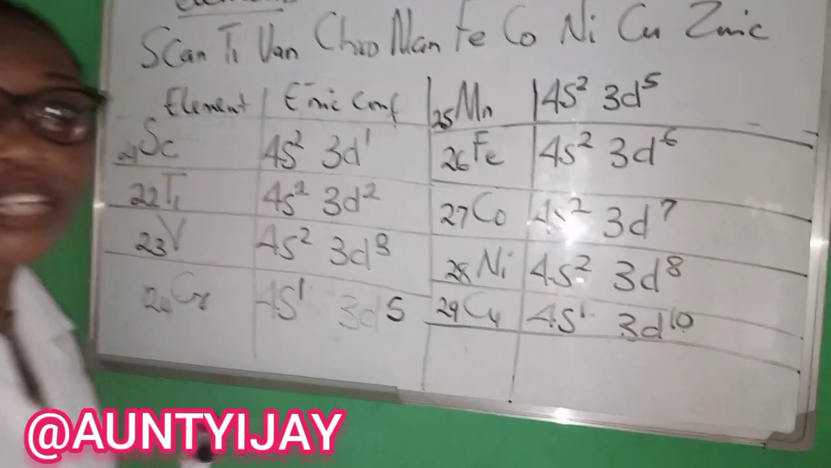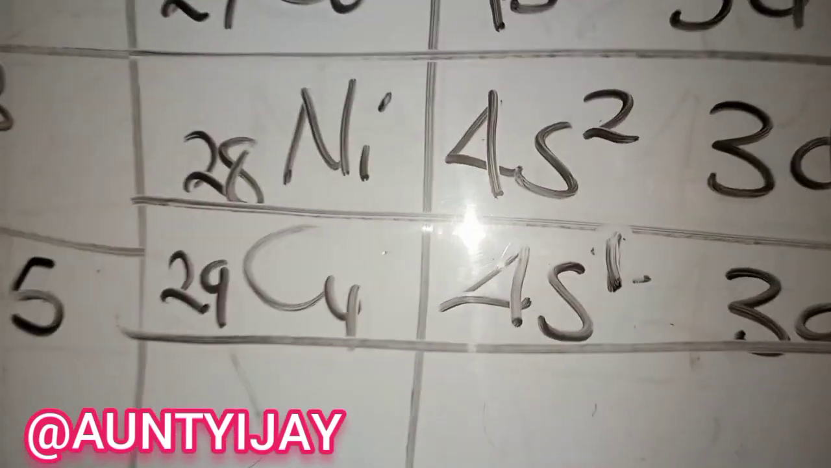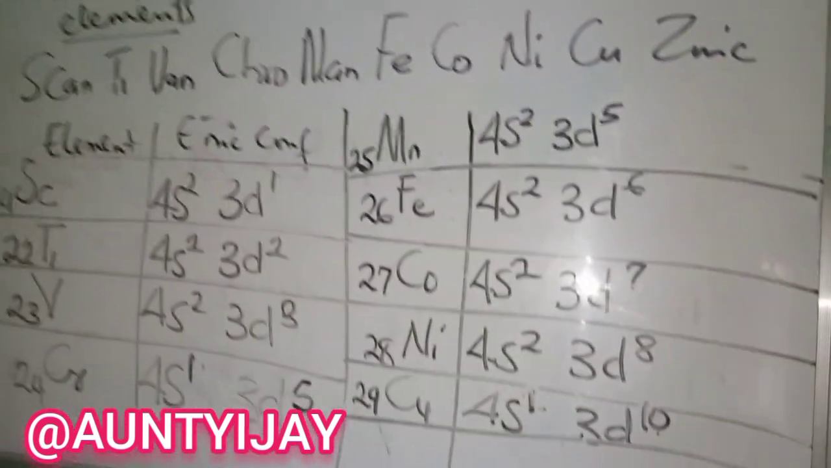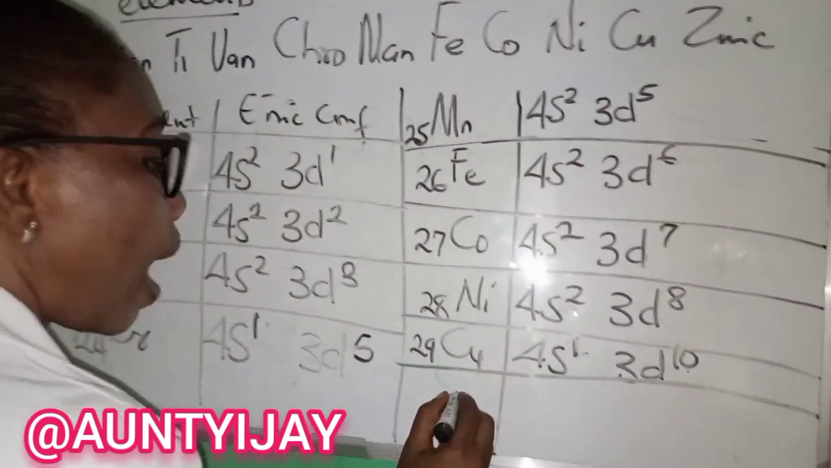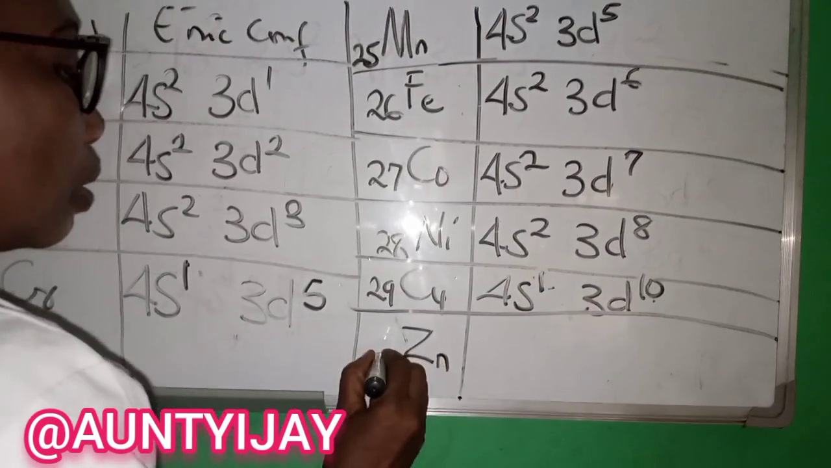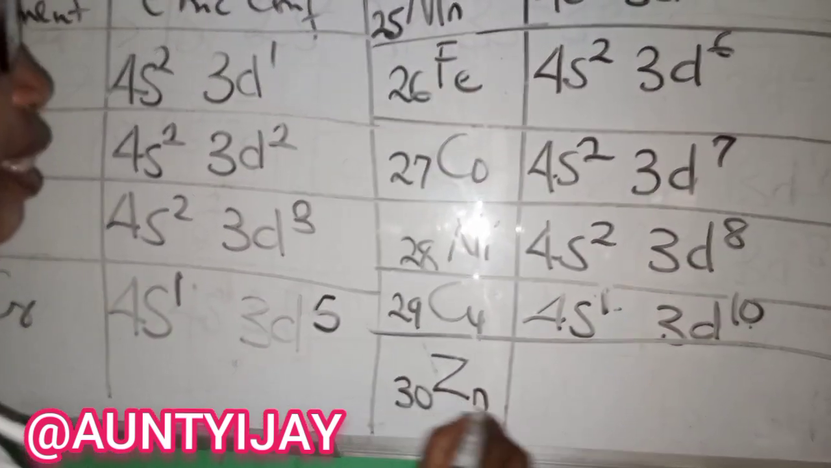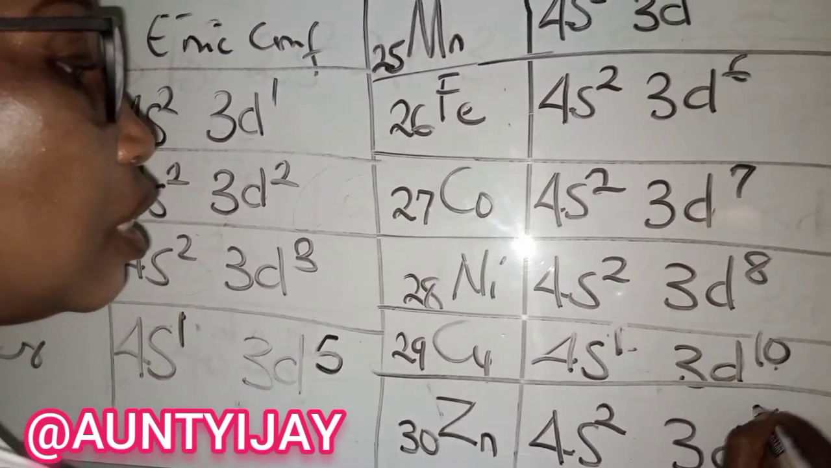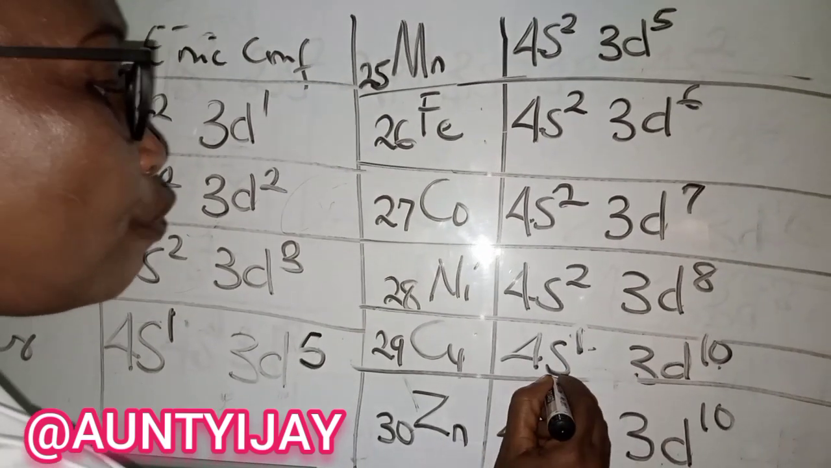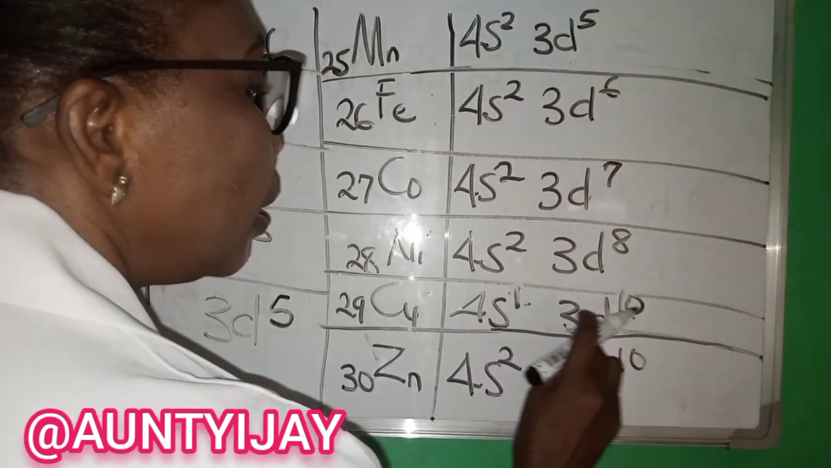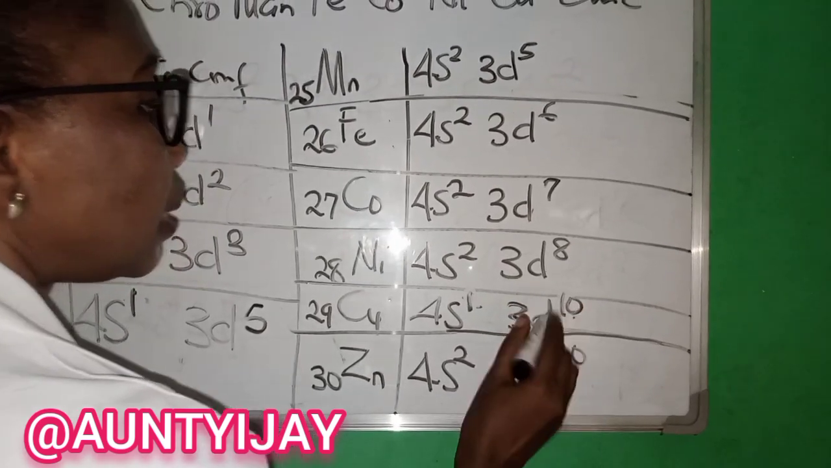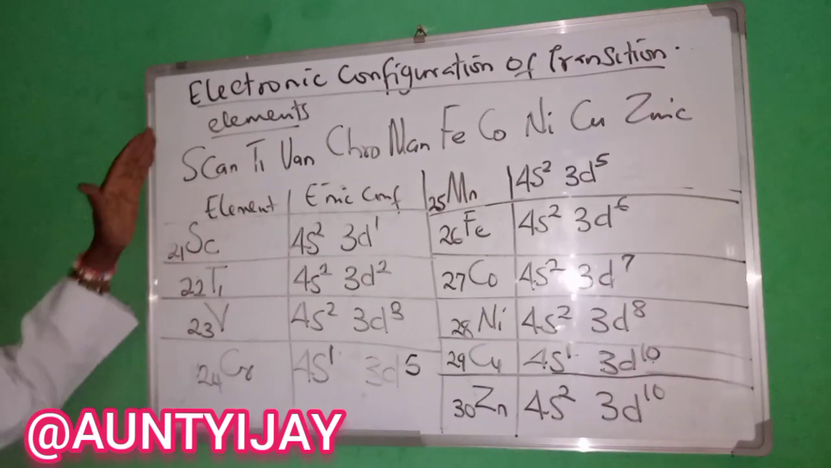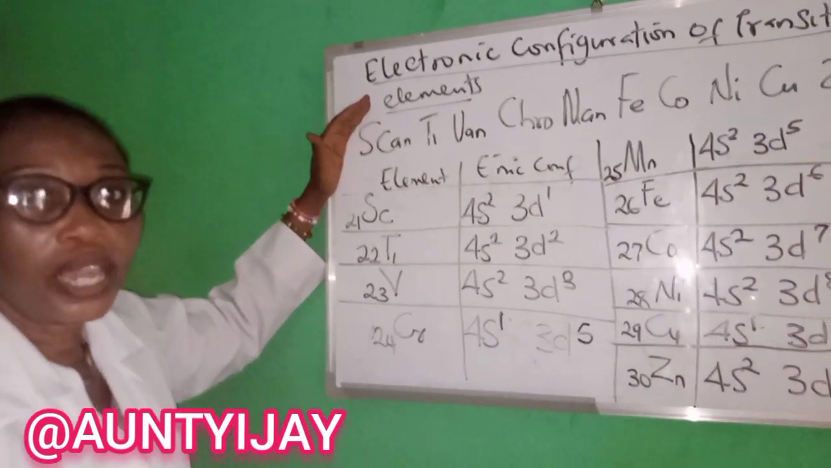Then we write the electronic configuration of the last element amongst the 10 transition elements. We have zinc, atomic number 30. So we have 4s2 3d10. This is how we write the electronic configuration for the first 10 transition elements.